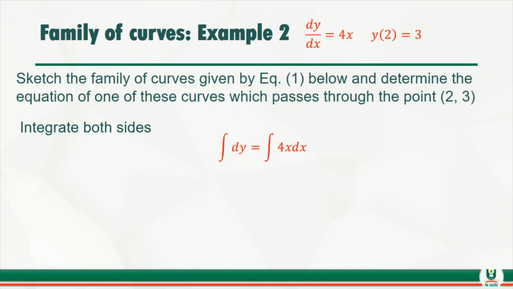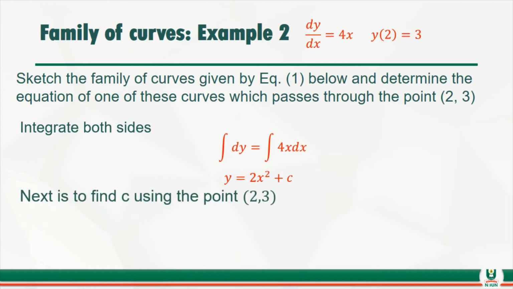So how do we get c now? We need to use the point 2, 3. If you use the point 2, 3, then you have this expression. From here we can see that our c is minus 5. Don't forget that 2 squared is 4, then 4 times 2 is 8. Then if 8 goes to the other side, it will be 3 minus 8, which gives us minus 5. So that means the constant is minus 5.